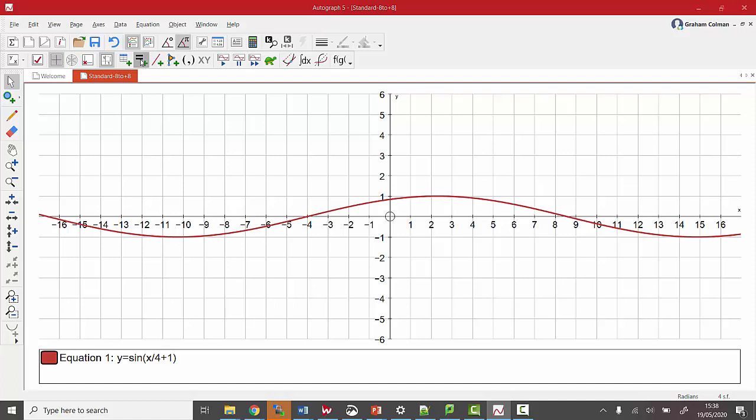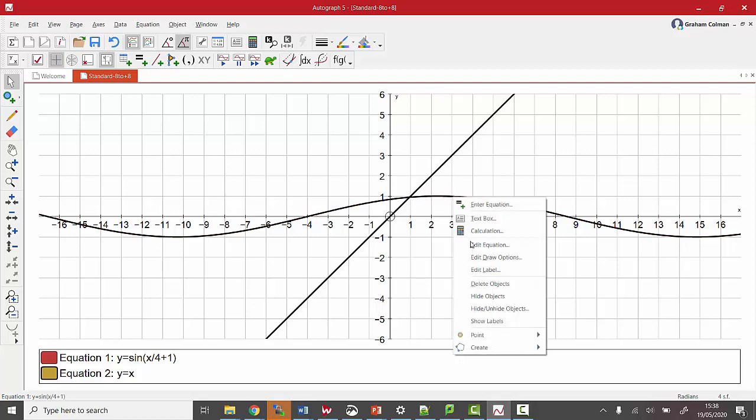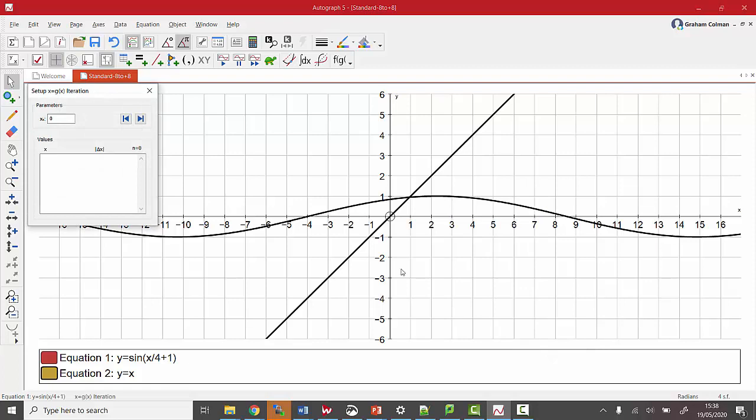I'm also going to insert the line y equals x. So there's that line there. Then I'm going to select both of those things using the shift key, right click and create the x equals g of x iteration. Okay, so I'm just going to click on the screen to make it colourful again.